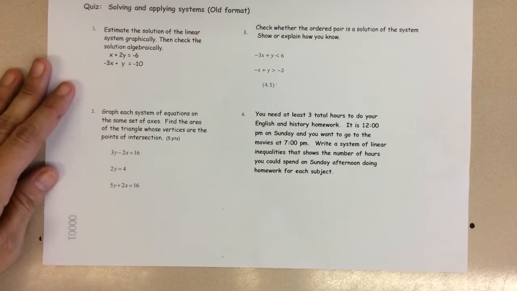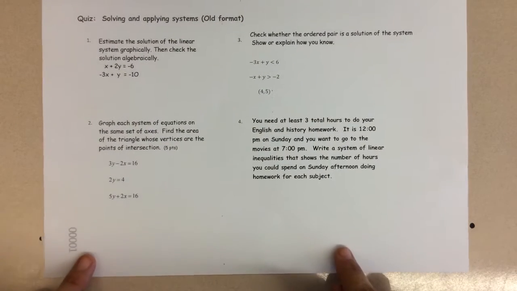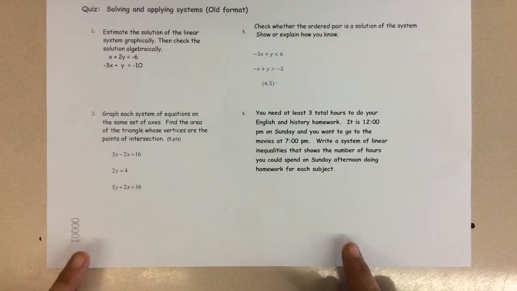Let's have a look at a traditional quiz. Problem number 1 is a DOK Level 1 and possibly 2 question. Students are showing that they can do graphing and algebraic solutions to a system. Problem number 2 is applying geometric prior knowledge in the context of solutions to a system.